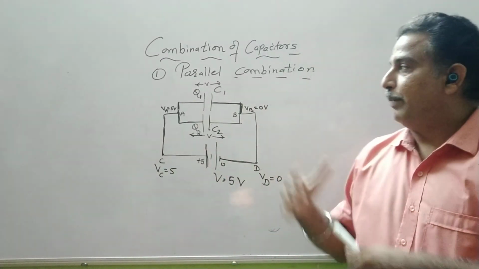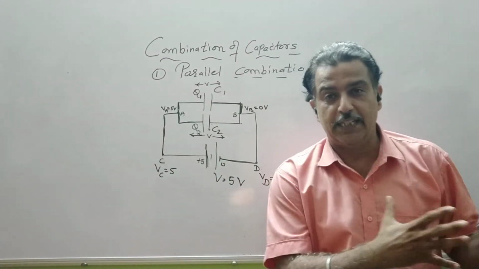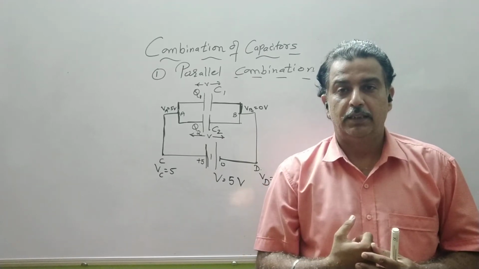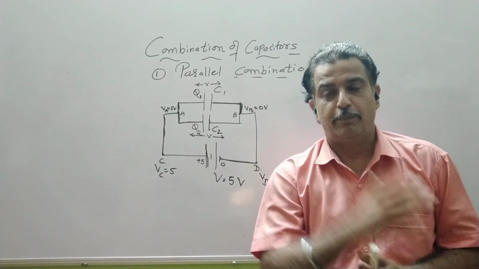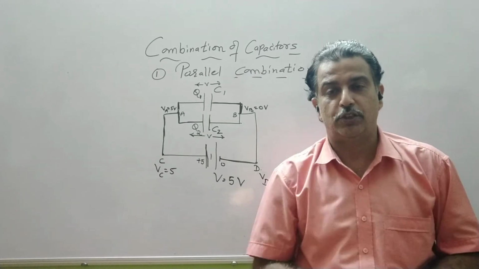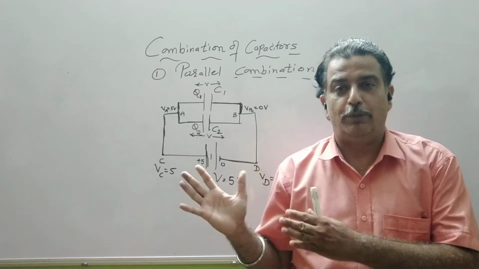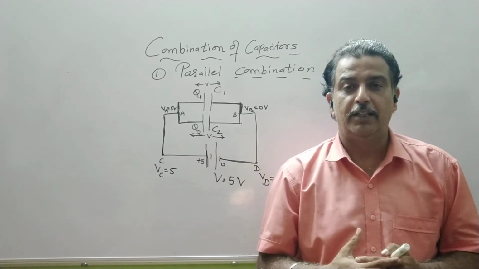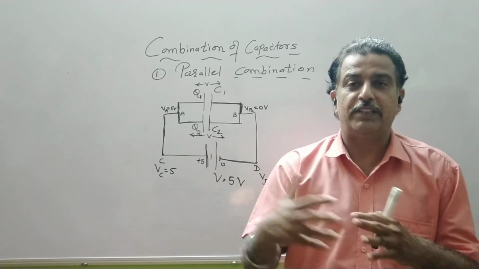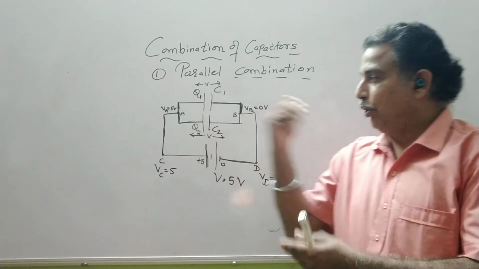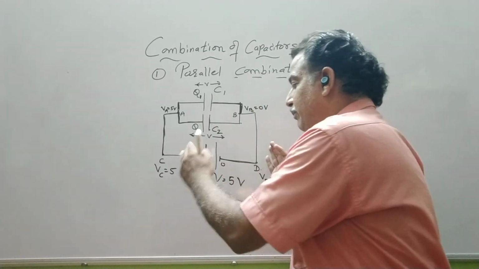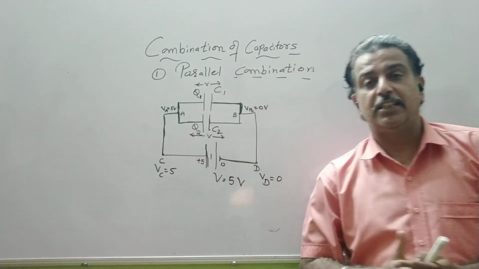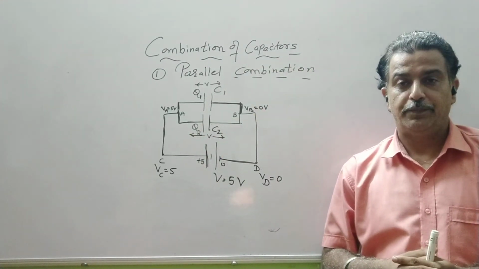So how does the parallel combination differ from the series combination? In series combination you have only one path, so the charge was same, plus Q minus Q plus Q minus Q. In parallel combination there is a division of the path. Since C1 and C2 are different, the division of the charge will take place. Or you can say, in parallel combination, the potential difference across each capacitor remains same.